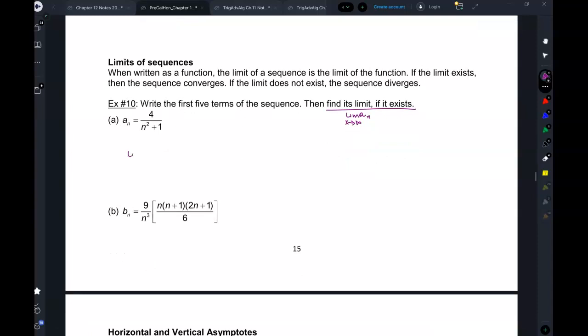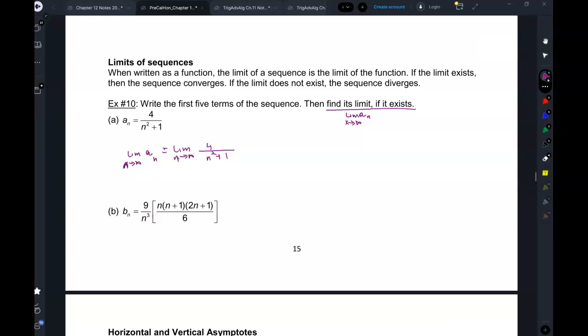So here's what we're going to do. The limit as n approaches infinity of a sub n equals the limit as n approaches infinity of 4 over n squared plus 1. Okay, there is no work to show here. Obviously, it's a non-calculator portion, right? So you just have to reason it out. Consistent notation. Hang on, what am I doing here? These are supposed to be n's. They're all n's, no x's.